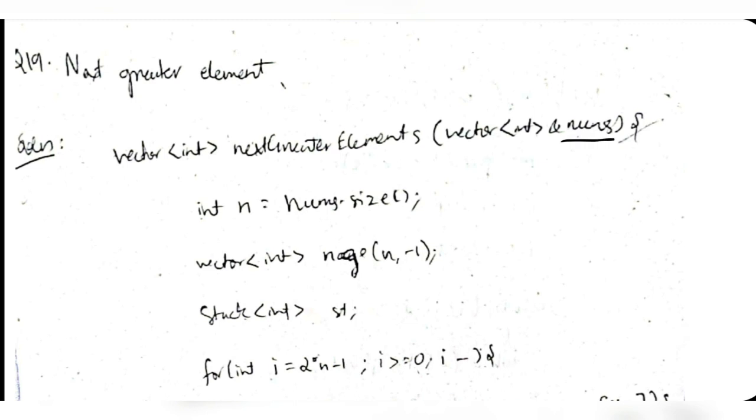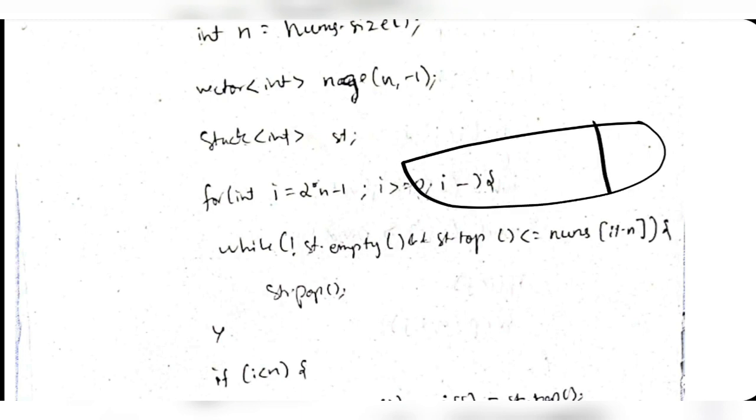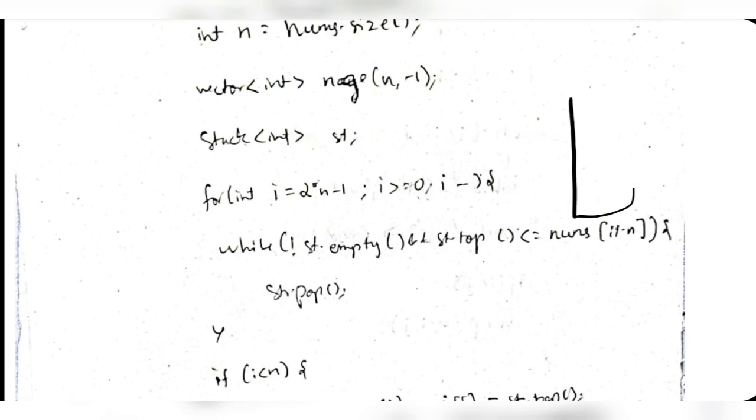We'll be given a nums array here, as I had made one as an example. We'll be taking the length first, and after that we'll be creating another vector, which is nothing but an array having n elements, initialized as -1 initially. We'll be taking a stack also, and we'll be running a for loop from i equal to 2n minus 1 till i is greater than or equal to 0. We'll be checking from the left part here, which is the next greater element from here, then we'll be coming to here, and in doing this we'll be using a stack as well.